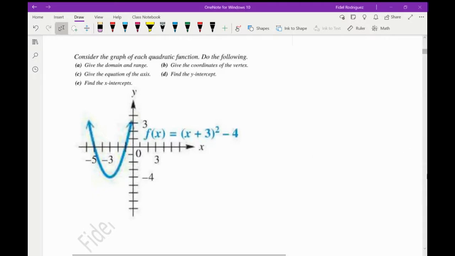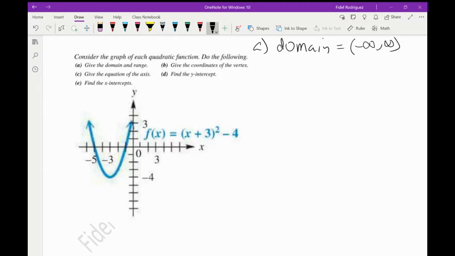So let me see, let me come back here. Okay, so for part A, get my pen going, part A. So the one thing I want to mention about the domain, for any polynomial function, guys, the domain is always going to be all real numbers, okay? It's always going to be from negative infinity to infinity, okay?